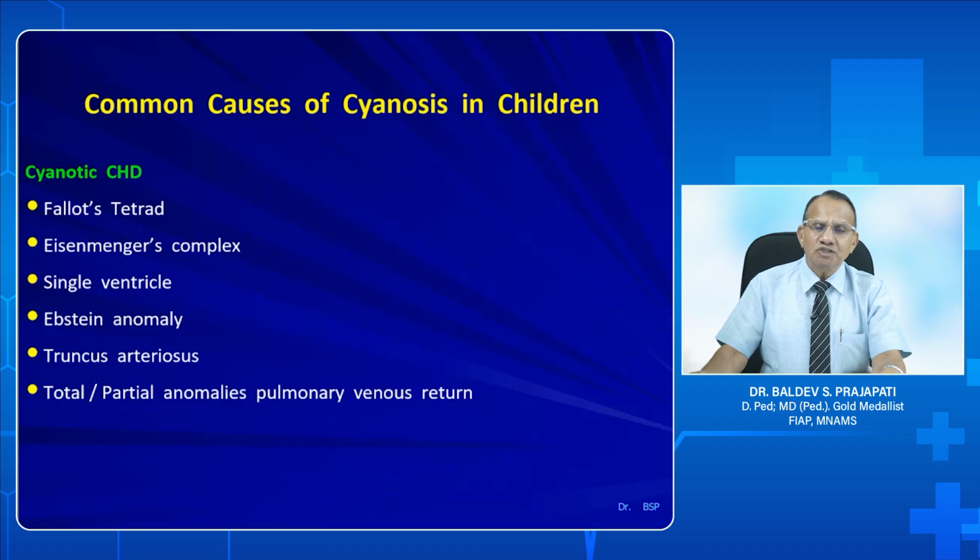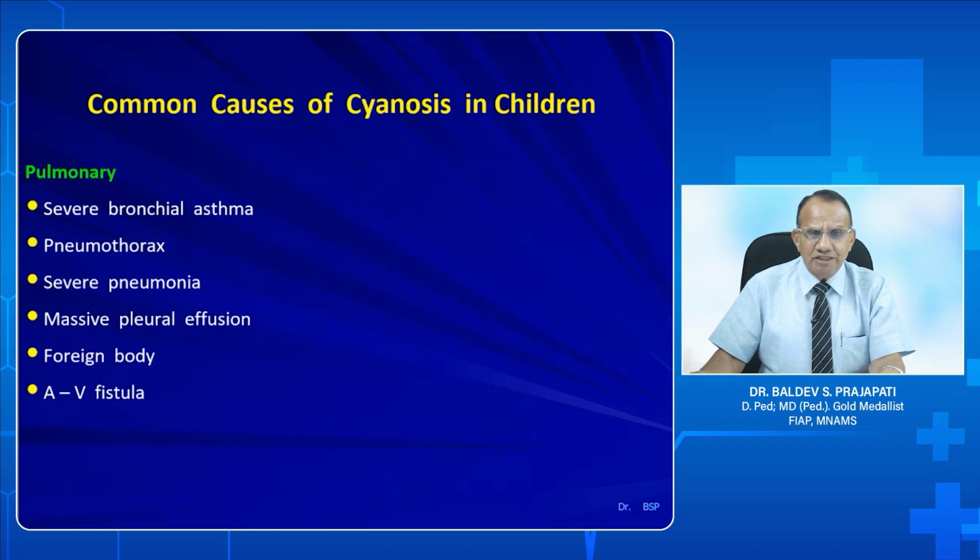If we see the common causes of cyanosis in children related to cyanotic congenital heart disease, the most common is tetralogy of Fallot, more than 75 to 80%. Others are Eisenmenger complex, single ventricle, Ebstein anomaly, truncus arteriosus, and total or partial anomalous pulmonary venous return. Related to the pulmonary system are severe bronchial asthma, pneumothorax, severe pneumonia, massive pleural effusion, foreign bodies, or AV fistulas.